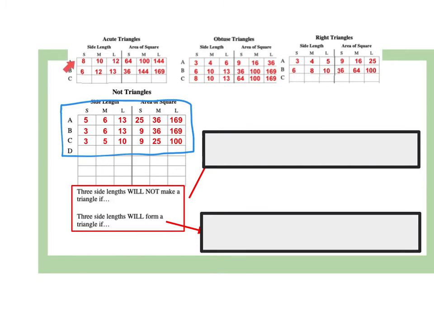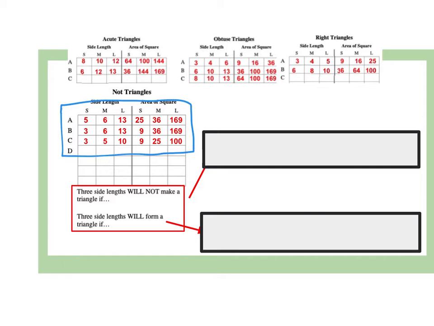Okay, so something that I noticed here, if I look at my acute, obtuse, and right triangles, if I add up the small and the medium side, that number is always going to be bigger than the large side. But if I look at it here, 5 plus 6, that's 11. That's smaller than the long length. 3 plus 6, that's 9. That's less than 13. 3 plus 5, that's 8. That's less than 10. Which, if you really start to think about that, almost feels like a no-duh thing.